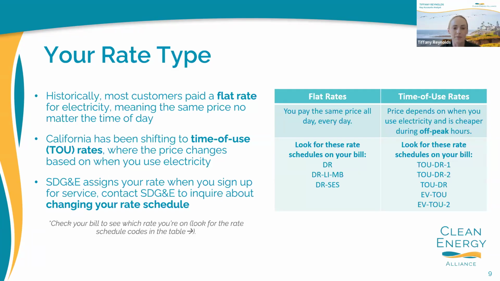So California has been shifting to what we call time of use rates, or TOU. And this acronym is going to come up later on in this presentation. So try and remember TOU is time of use. And what that means is that the price changes based on when you're actually using the electricity. And this is the more common rate structure that we see here in our service territory. A majority of our customers are on a TOU rate.